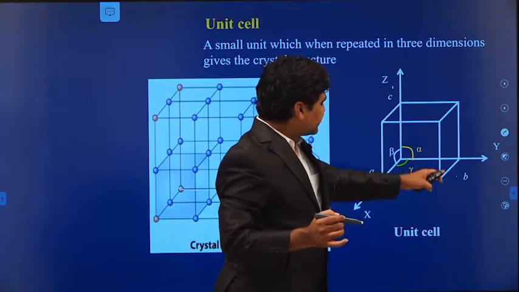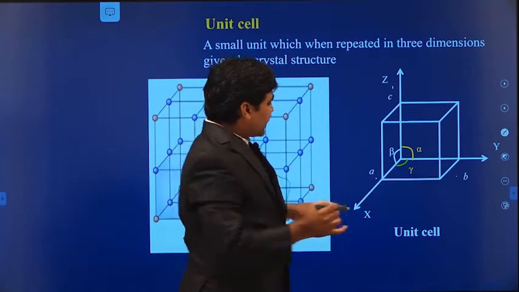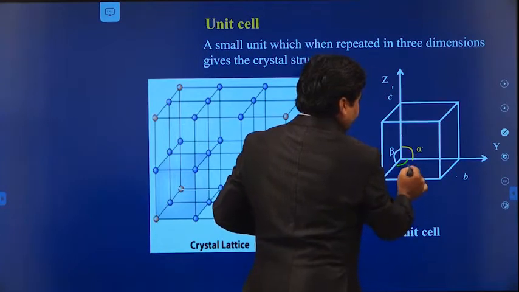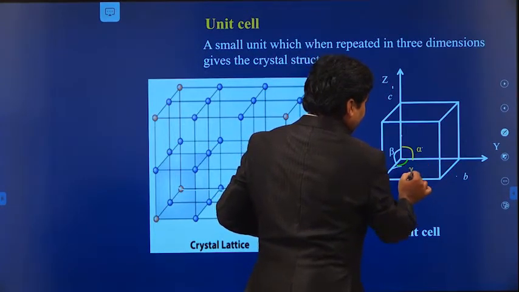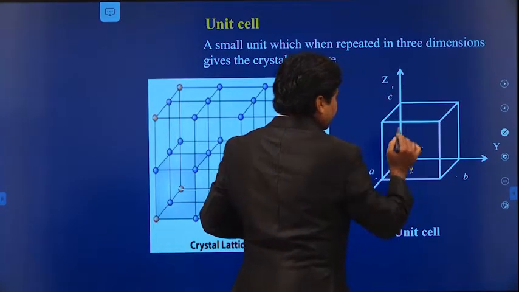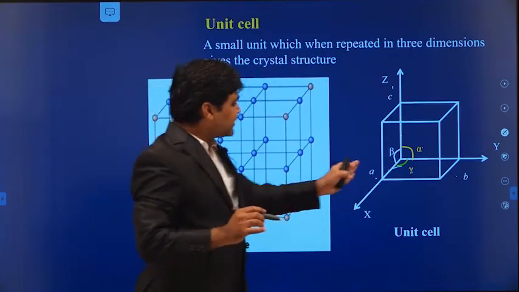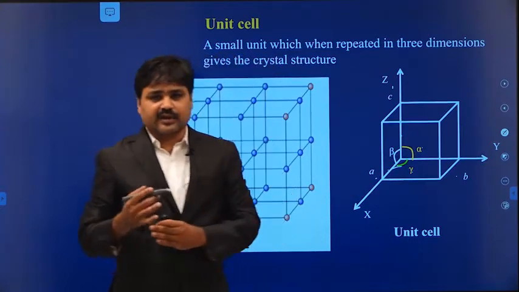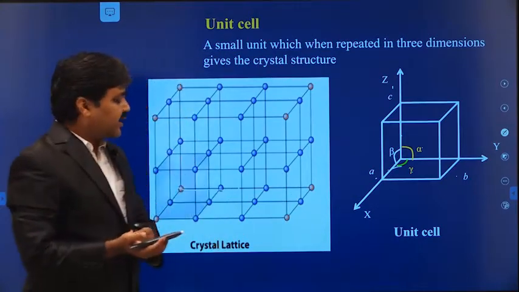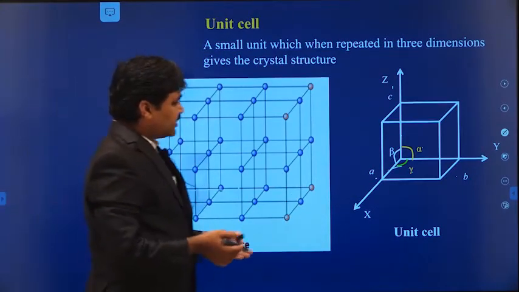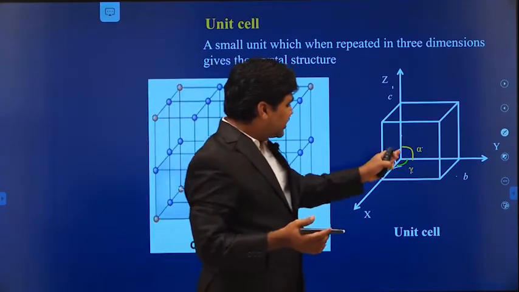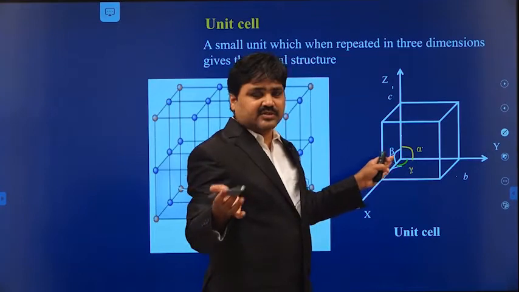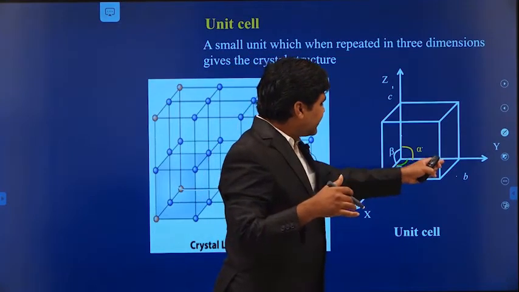So A, B, C are the edges of this cube, and these are the angles between them. The angle between B and C is alpha, the angle between the A and B edges is gamma, and the angle between A and C is beta. These angles may or may not be equal to 90. Sometimes it can be equal to 90. In case of cube, all sides are equal. But in case of other crystal systems, it may be different. So the edges may also be different.